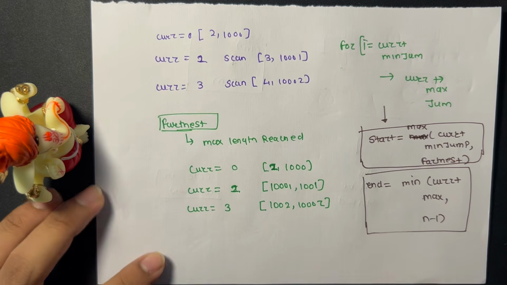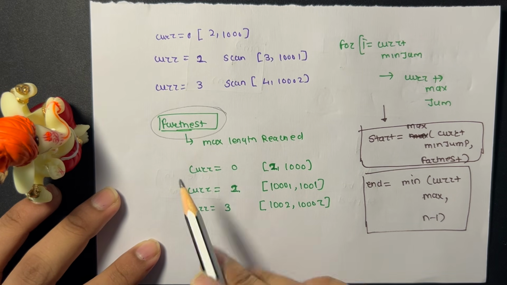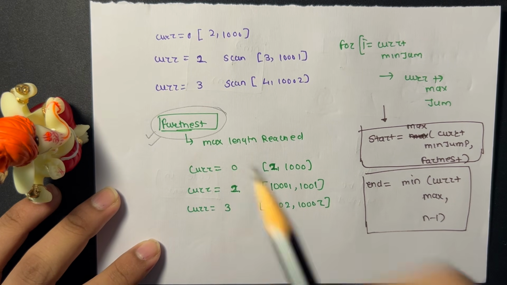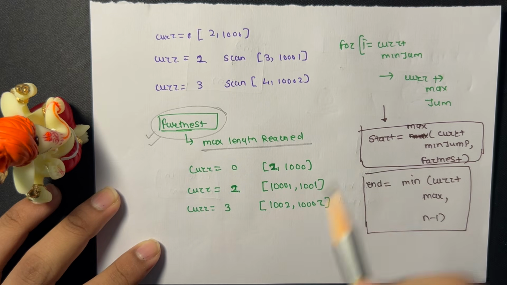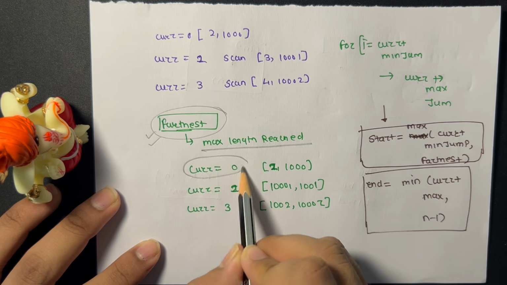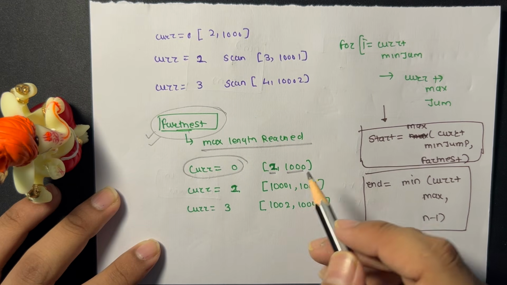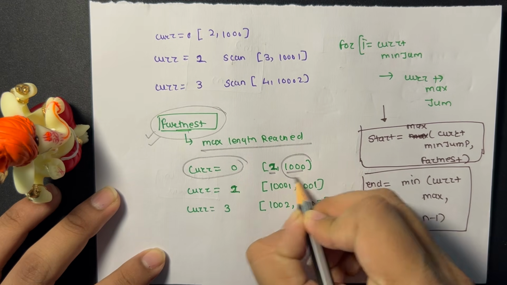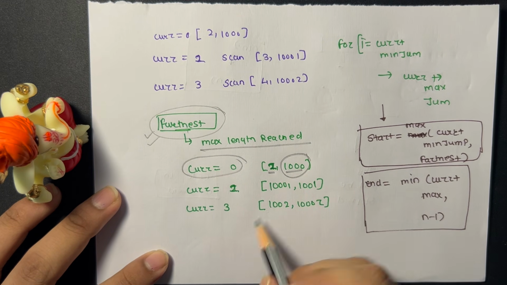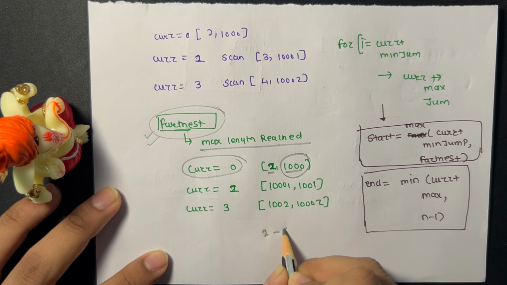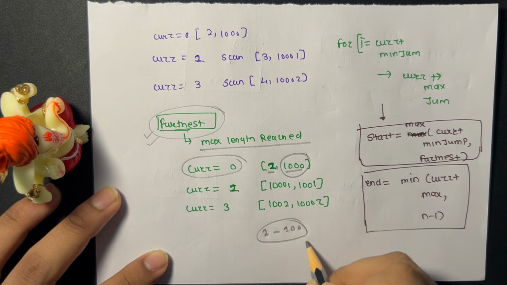Okay, how to solve this is we can keep a furthest variable. So what this furthest variable will have is the maximum length that it has reached. So when current equal to 0, we were scanning from 2 to 1000. So the furthest distance it has calculated is 1000, right? So no need to calculate the range from 2 to 1000 again, right? We can go after this. We can find a solution after this.